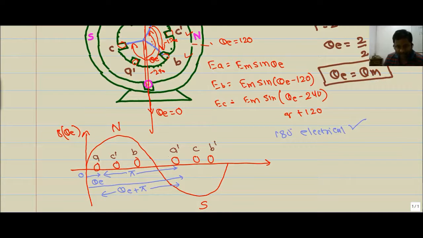Similarly, B and B dash have an angle of pi. Similarly, C and C dash is basically the electrical angle. This is the basic concept that I am going to discuss. Then, what is the concept? What is the basic difference between the electrical angle and the mechanical angle, and how the conductors are apart, with which angle it is called the electrical angle.